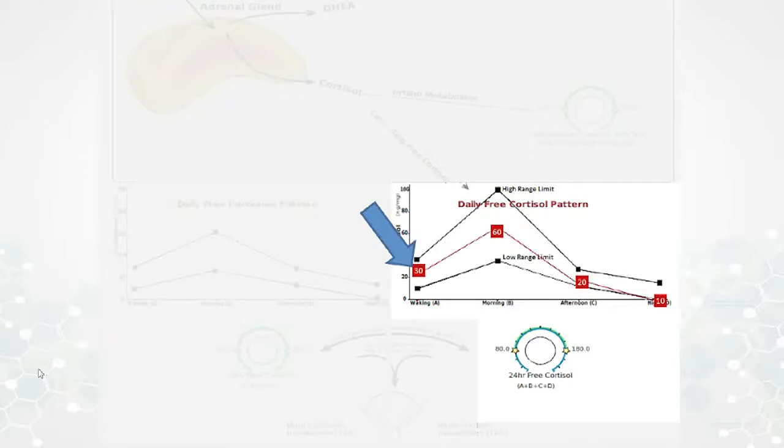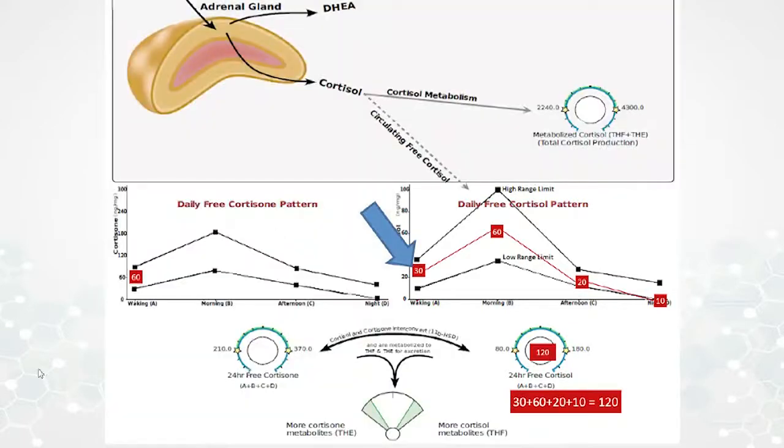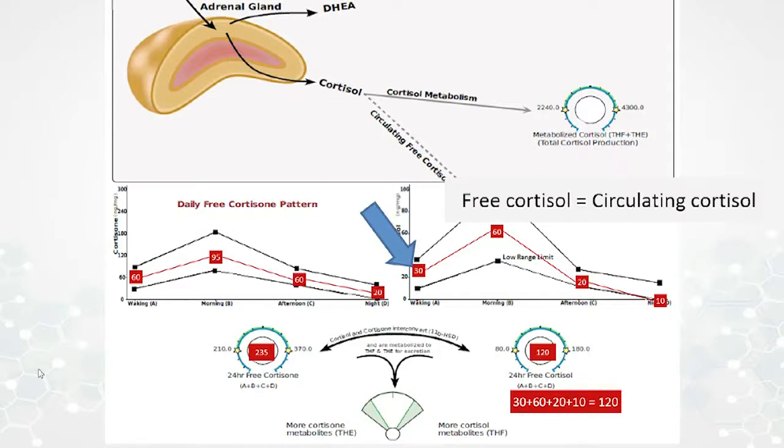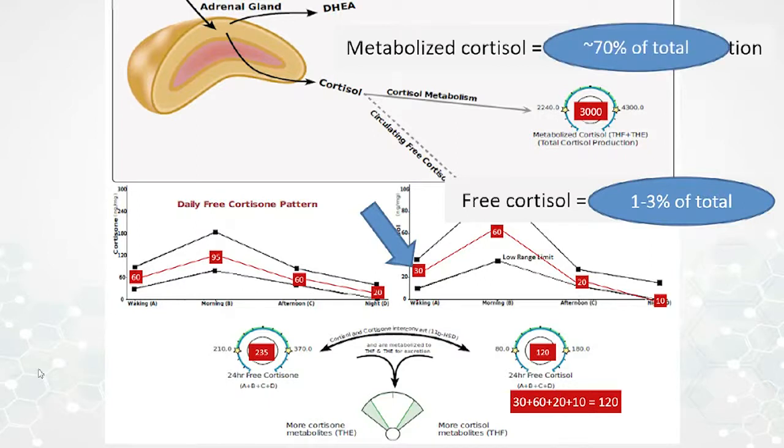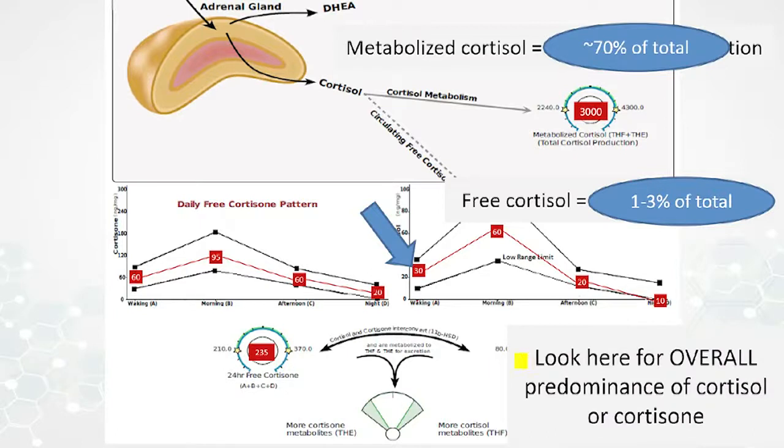We take those 4 measurements and add them up for both cortisol and cortisone. Then we've got the total of the metabolites. Metabolized cortisol is your best marker for overall production of cortisol. Remember, the free cortisol is only about 1% of the total. It's the active form, so it's an important measurement. But when you want to know about the total output of the adrenal gland of cortisol, look at the total of the metabolites. And then when we want to look at whether the active cortisol or the inactive cortisone is predominating overall, we look on the very bottom here at this gauge that will show you whether there's a predominance for cortisol or a predominance for cortisone. Then we can look at some specific examples.